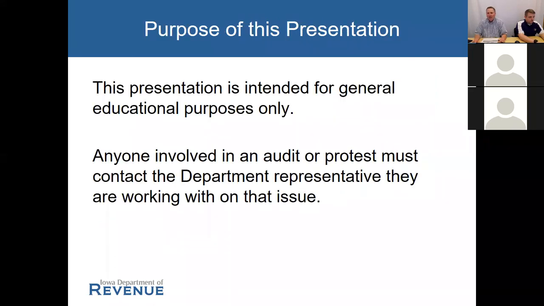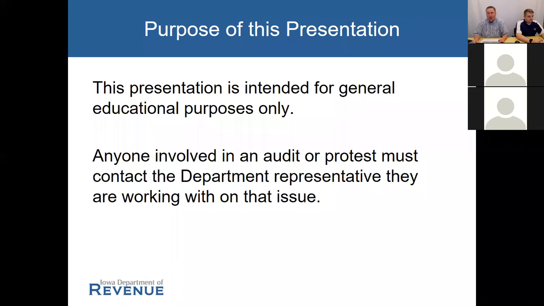A reminder to everybody, the purpose of this presentation is only for general informational purposes, okay? If you are undergoing an audit or a protest, or you've got a letter from the department, you've got to work with the person that is working on your audit or your protest, or that sent you the letter. This is not the place to get involved in those types of questions.